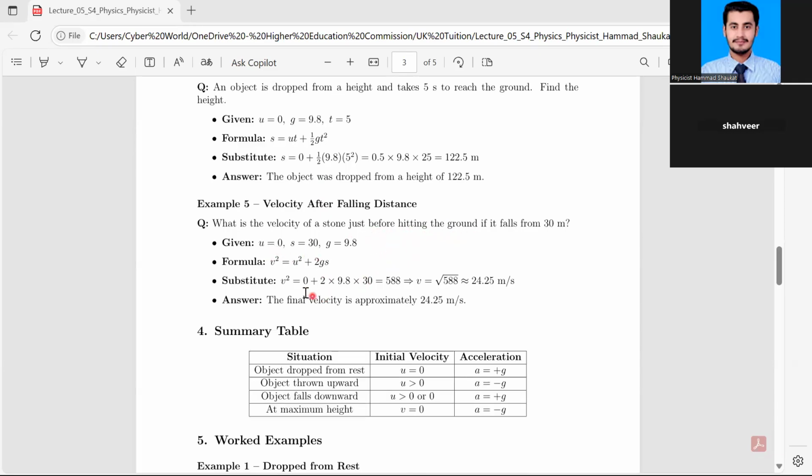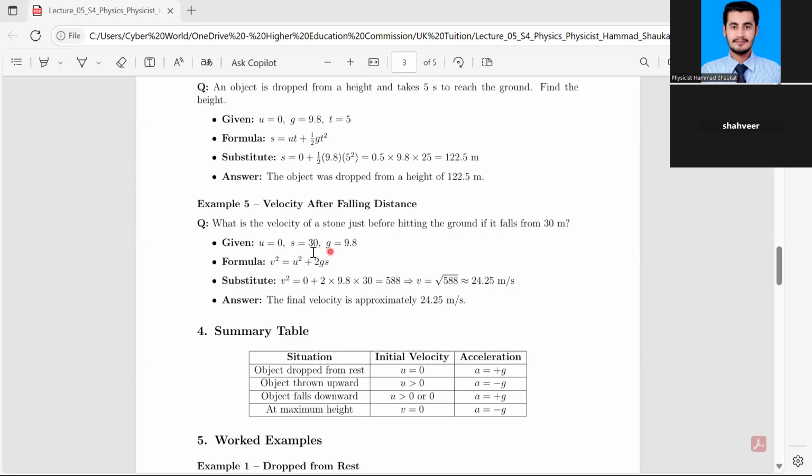It means you have to find the v, and this is given: the stone falls from 30 meters. This 30 meter is what? The distance. Yes, the distance. So if there is no time given and the distance value is given, which equation of motion do you have to use? The third one. Yes, the third one.